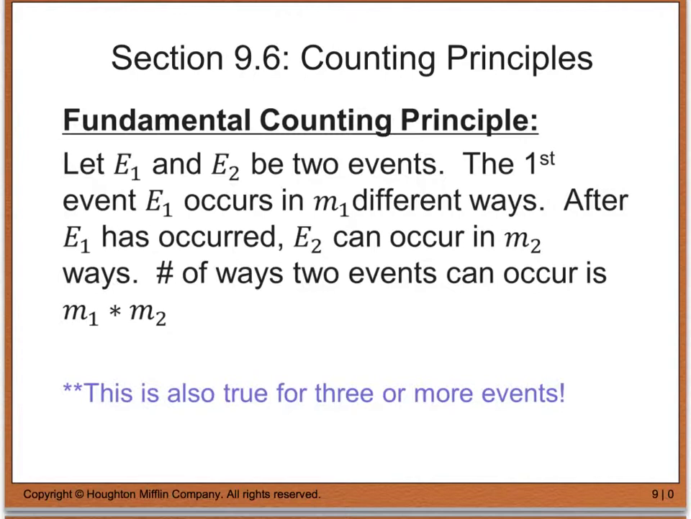So the number of ways that the two events can occur is found by calculating the product of M1 times M2, or the number of ways that event 1 can occur times the number of different ways event 2 can occur. Now, this pattern will hold true if we have 3 or more events. The only difference is I would be going M1 times M2 times M3 and so on.